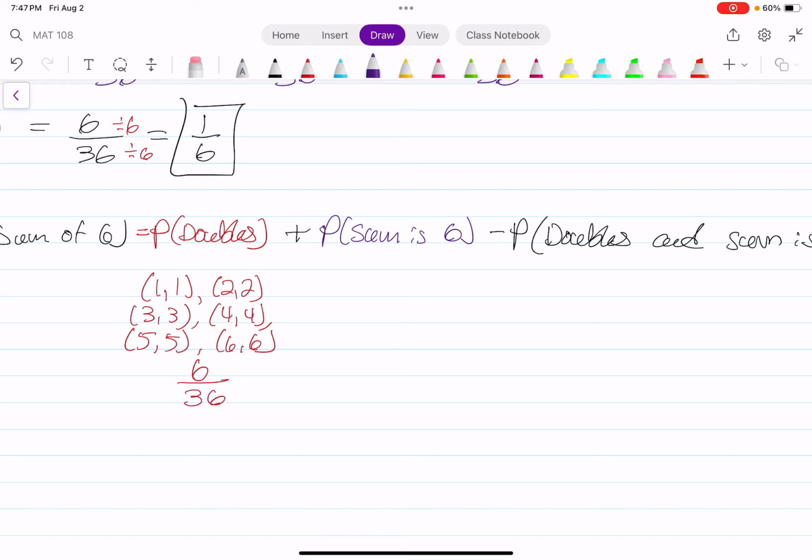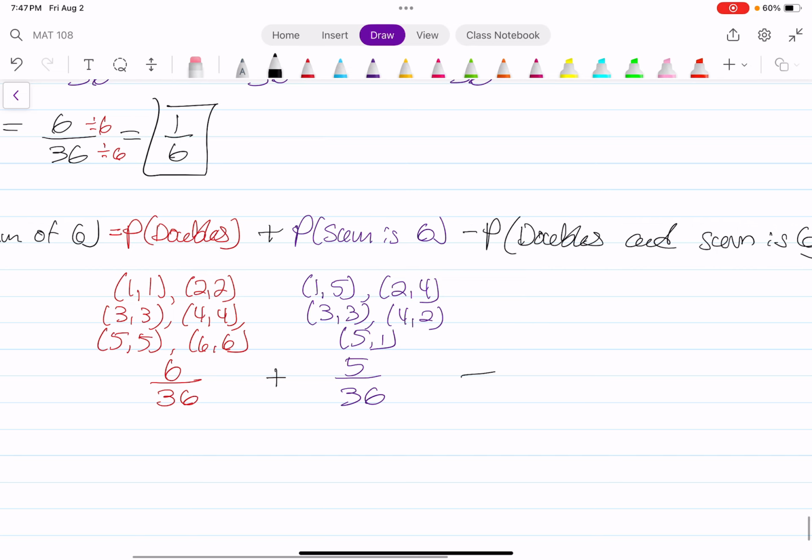For the sum of 6, that means the numbers must add to 6 when I roll the 2 dice. So that's 1, 5. That's 2, 4. 3, 3. 4, 2. 5, and 1. That is 5 out of 36. Remember, we're adding.